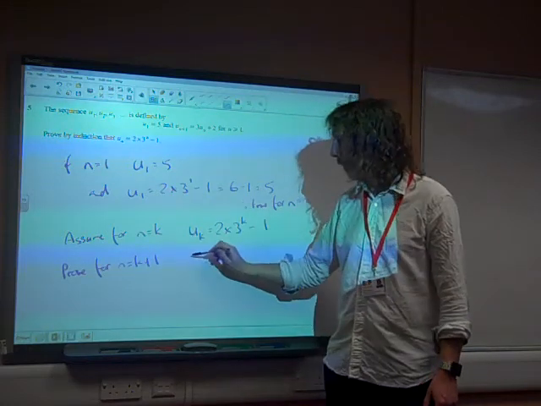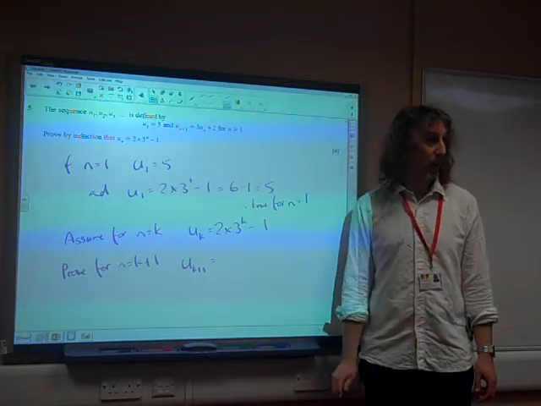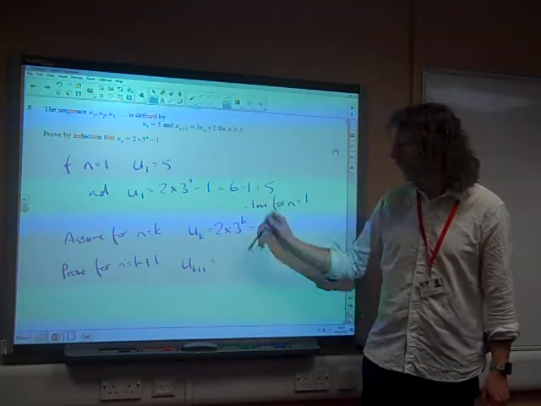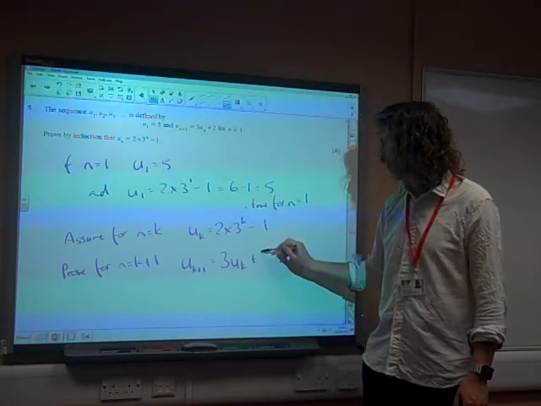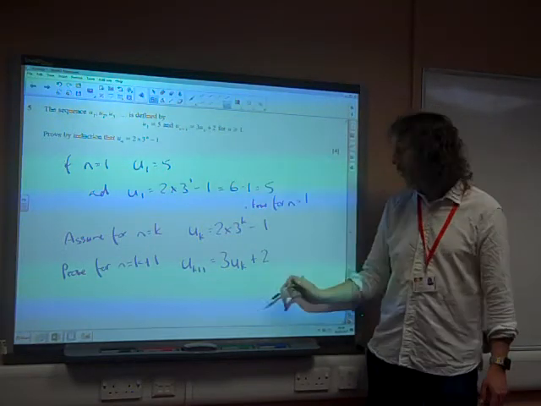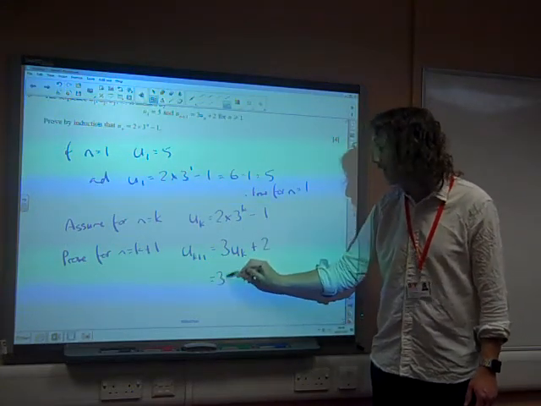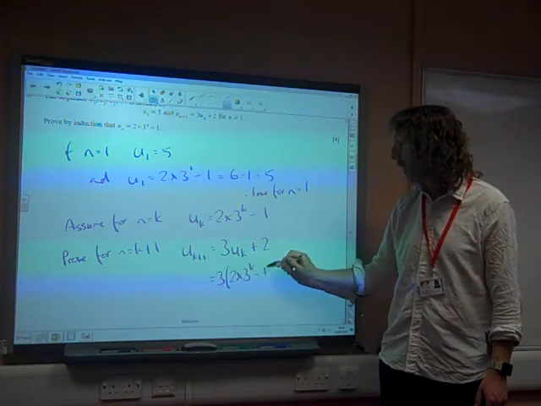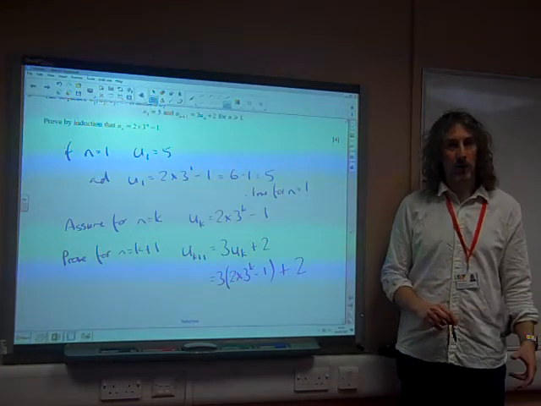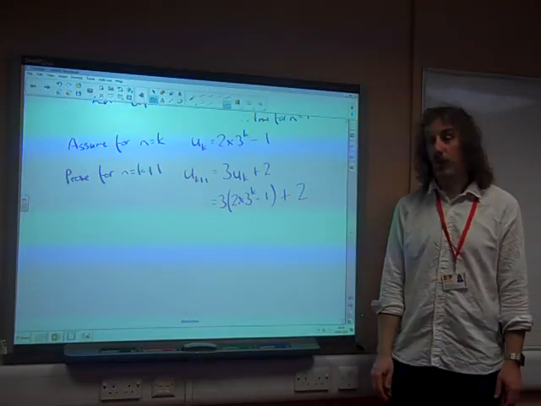So, Uk plus 1. The question has told us that Uk plus 1 is 3Uk plus 2. That's the sequence as defined in the question. Using our assumption, Uk is this expression here, so that's 3 times 2 times 3 to the k minus 1, plus 2. That's the point where we use our assumption. Remember, we always get to that point as we go through it. And we just need to be convincing that that gives us what we want it to give us.